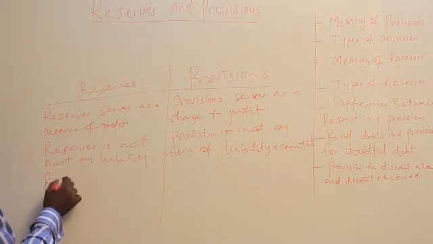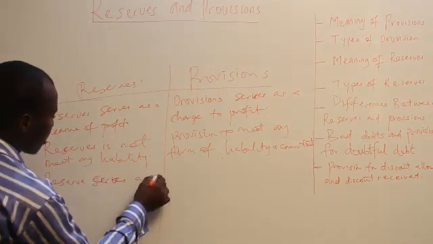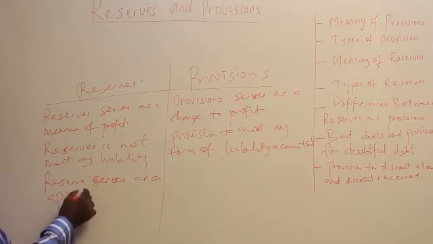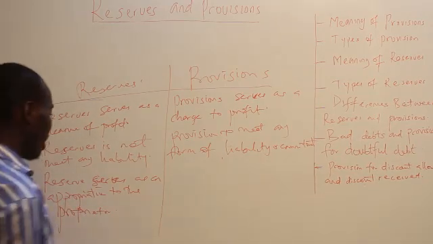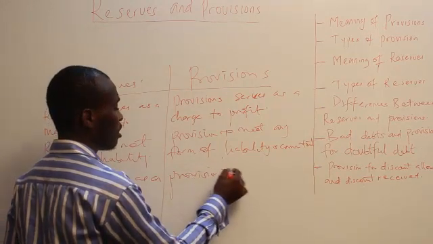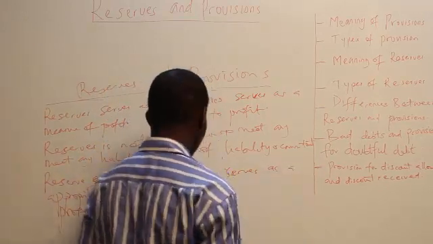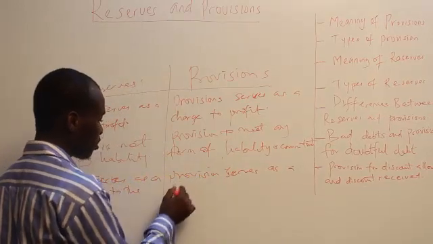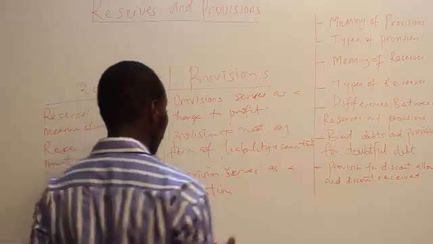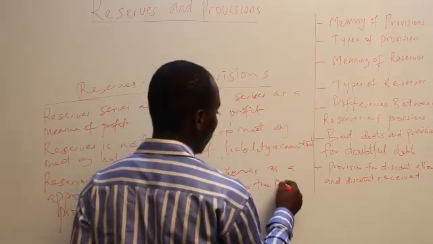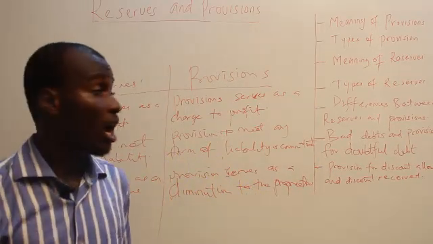So, reserve serves as an appropriation to the what? To the proprietor. Why provision? It serves as a charge, serves as a diminution. Let's put it that way. Diminution, or reduces the part of the proprietor. Diminution to the proprietor. So it does not contribute to the proprietor. It serves as a charge to it. So that is the difference between the reserves and provisions.